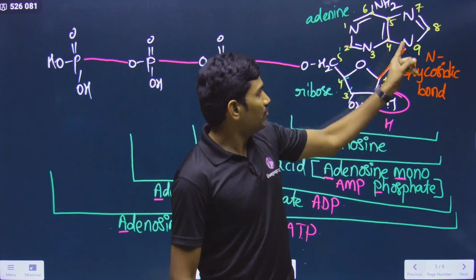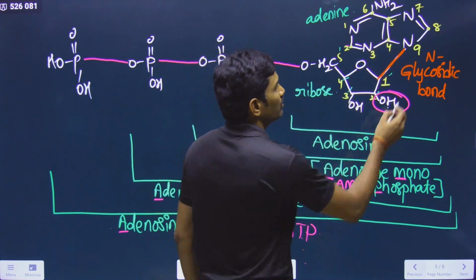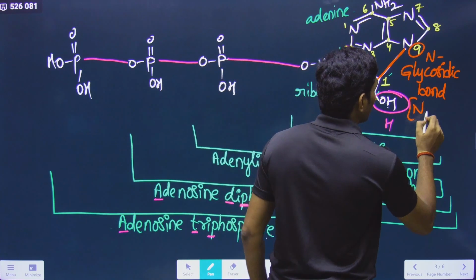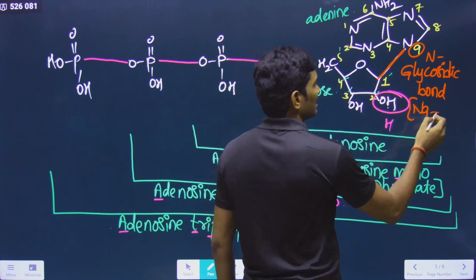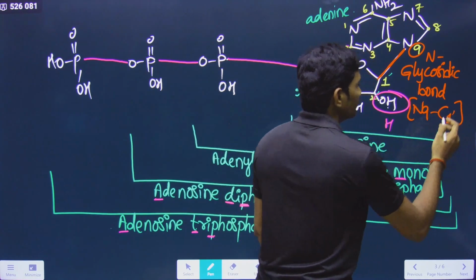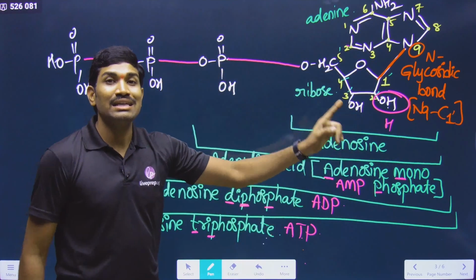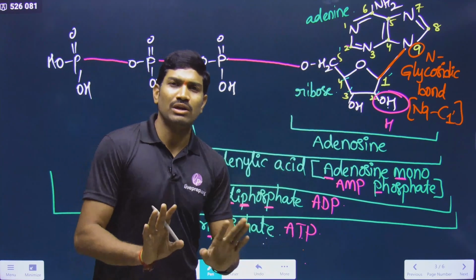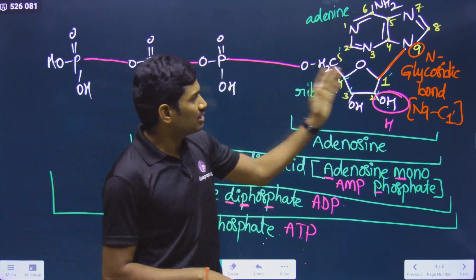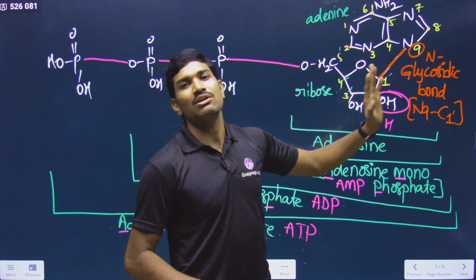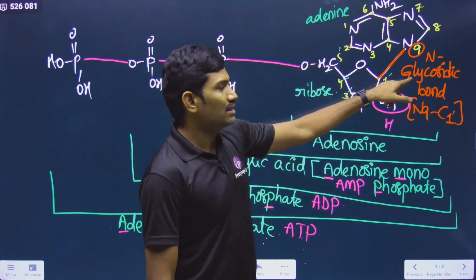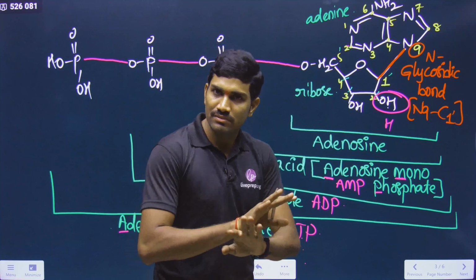Suppose in the same way you are writing for a purine, in the case of purine what is involved? N9 is involved. So what will you write here? N9 with C, carbon 1 prime. In the case of pyrimidine, N1. In the case of purine, it is N9. But whatever it is, it is with N only. So that's why here also N-glycosidic bond, there also N-glycosidic bond. So in this way, between nitrogenous base and sugar, glycosidic bond is present. Clear?